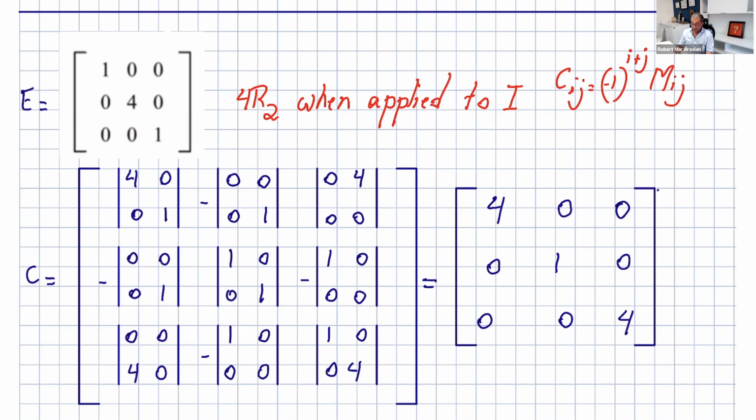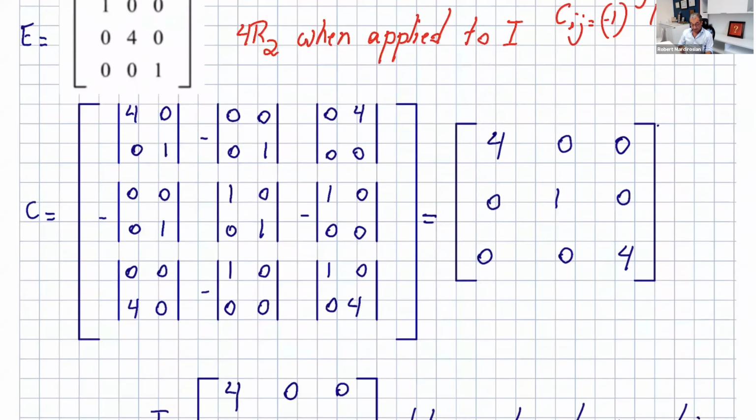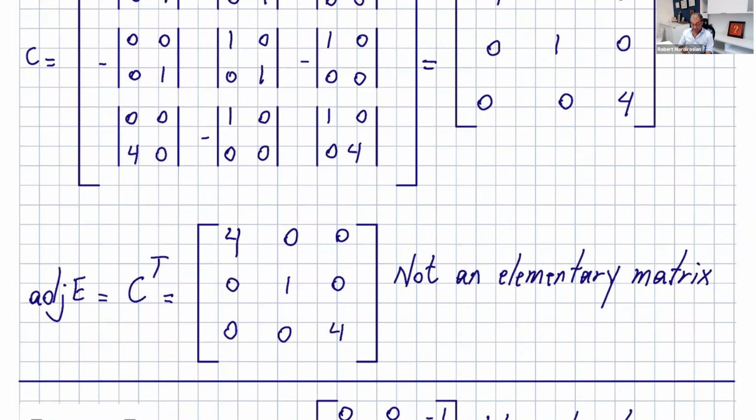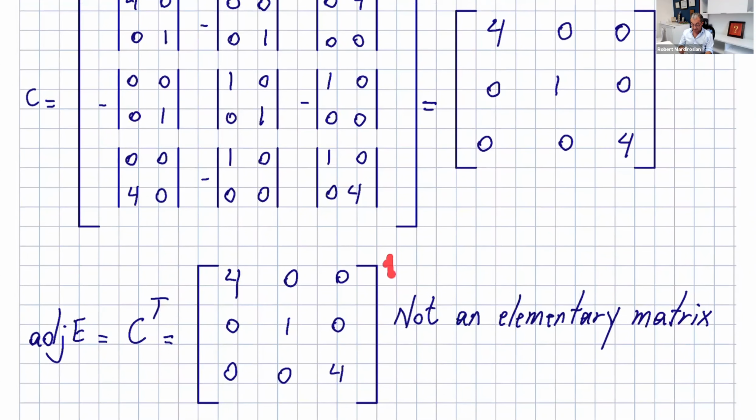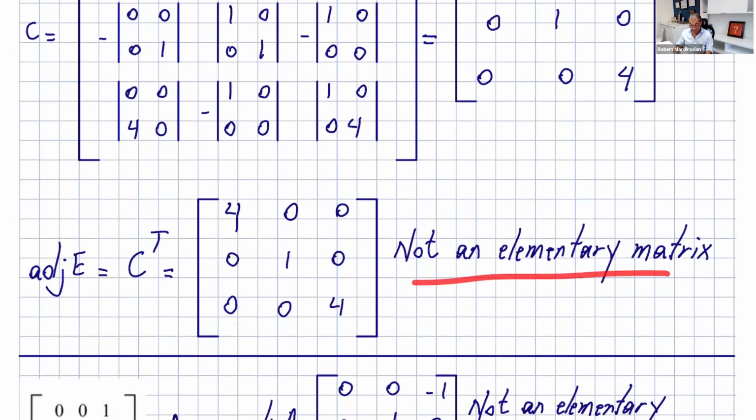If you calculate, you get that matrix, and the transpose of that matrix is the same matrix itself. So that's the adjoint of E. You cannot get this matrix by doing just one operation to I, and this is not an elementary matrix. So when we had a 2 by 2 matrix, we got an elementary matrix when we did this row operation, but not for 3 by 3.